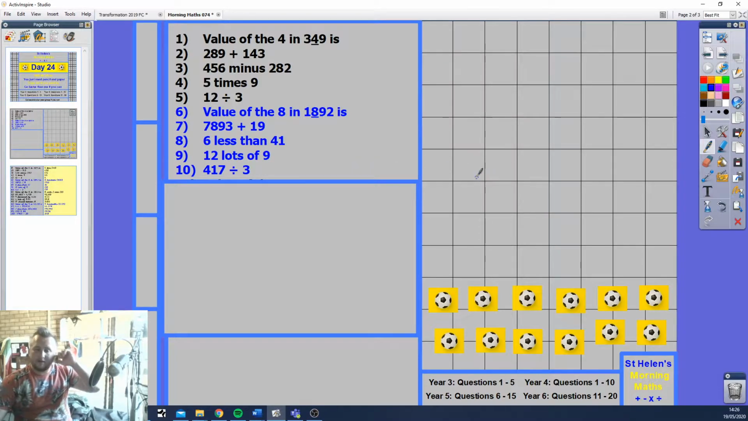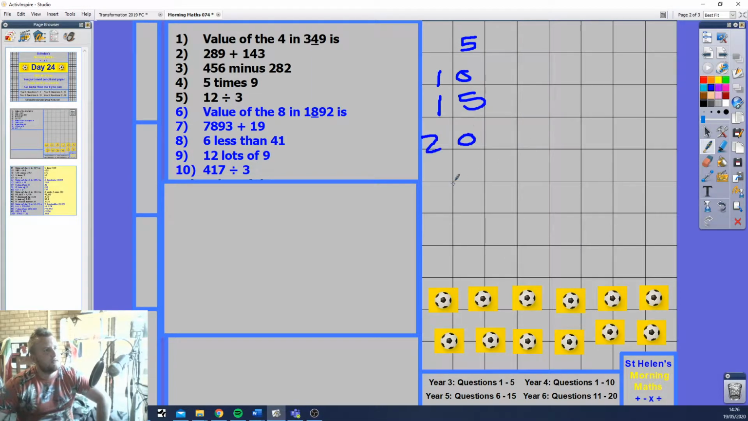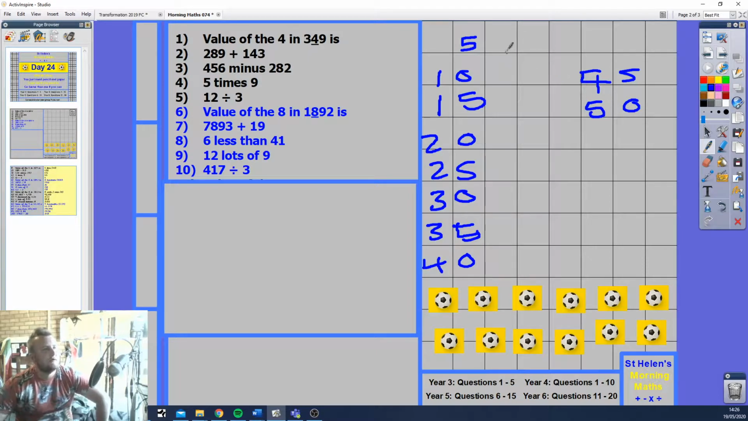And then you've got 5 times 9. So we can go through our 5 times tables. 5, 10, 15, 20, 25, 30, 35, 40, 45, 50. Okay, so I've gone up to 50. And I'm going to count the multiples. 1, 2, 3, 4, 5, 6, 7, 8, 9. There you go. So the 9th multiple, 5 times 9, is 45.